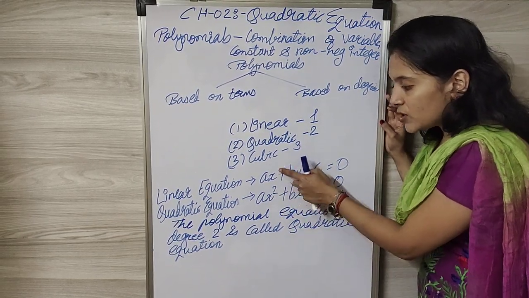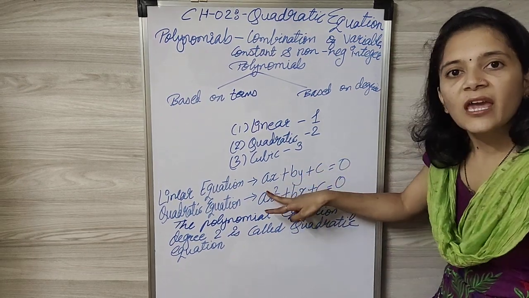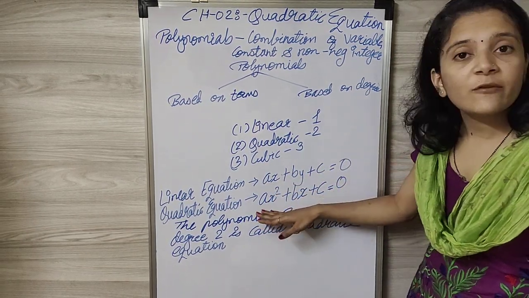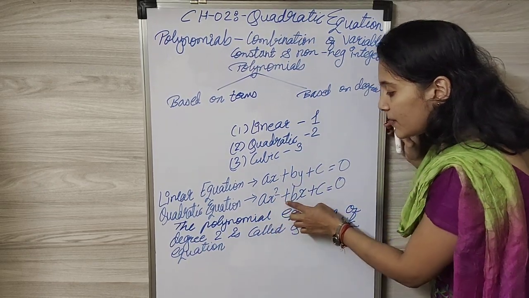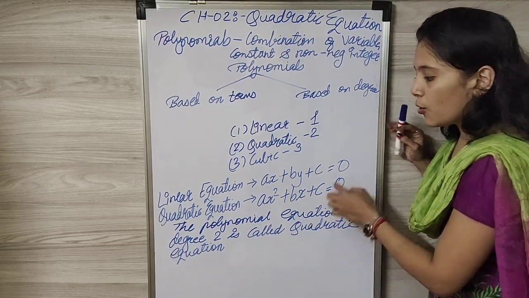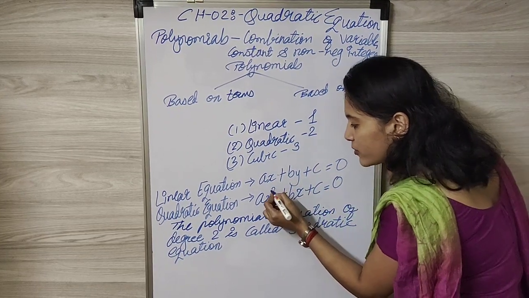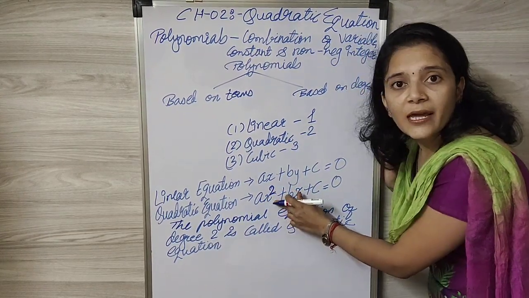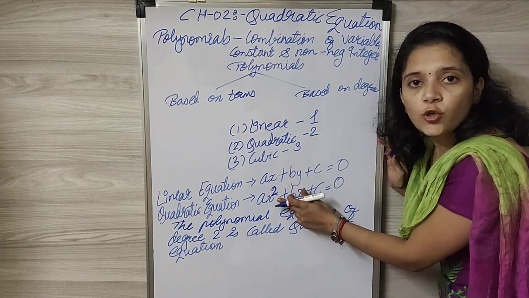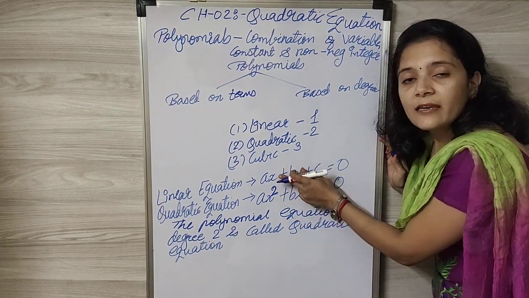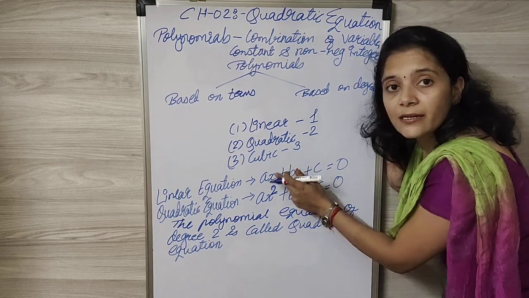ax square, यहाँ पे चेंज देखा क्या, लीनियर इक्वेशन में सिर्फ ax था, बट क्वाड्रेटिक इक्वेशन में क्या आ गया, ax square आ गया, राइट. So ax square plus bx plus c is equal to 0. See here, in quadratic equation the degree 2 has arrived, right? So यहाँ पे चेंज हो गया, डिग्री यहाँ पे 1 थी, यहाँ पे 2 आ गई. So मेन चेंज क्या है लीनियर इक्वेशन एंड क्वाड्रेटिक इक्वेशन में, डिग्री, right?